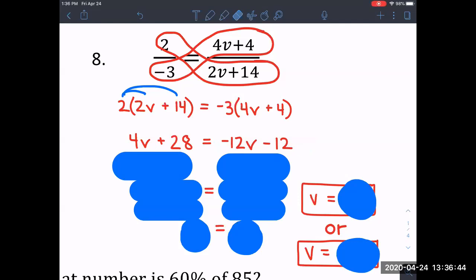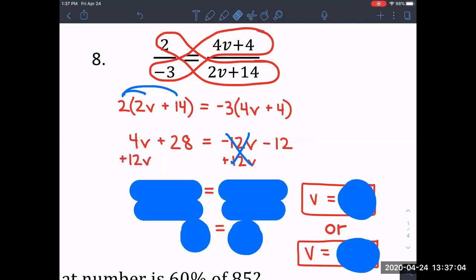We have variables on both sides. So our technique, if you'll recall, is to get rid of the smaller one. So we have a -12v and a 4v. Of course, the negative number is always smaller. So what we're going to do is add 12v to both sides. That's going to get rid of those. And on the other side, of course, we have to keep it balanced. So we'll add 12v, and that gives us 16v.